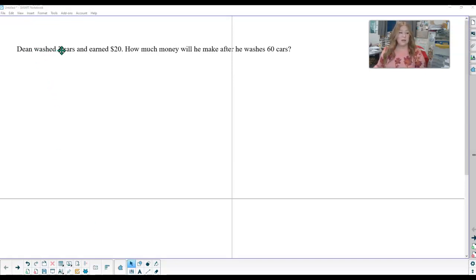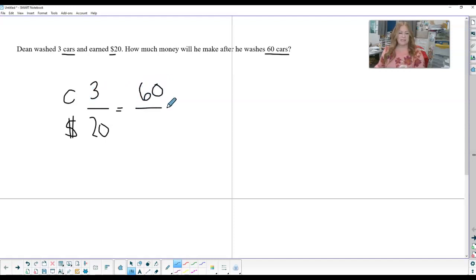So this says Dean washed 3 cars and earned $20. So the two things I'm comparing are cars and money. So we have cars and money. So we're setting it up. I have 3 cars and 20. And I need to figure out how much money will he make after he washes 60 cars. So I have my cars on the top. So I want to put my 60 here and I'm looking for the money he will make.